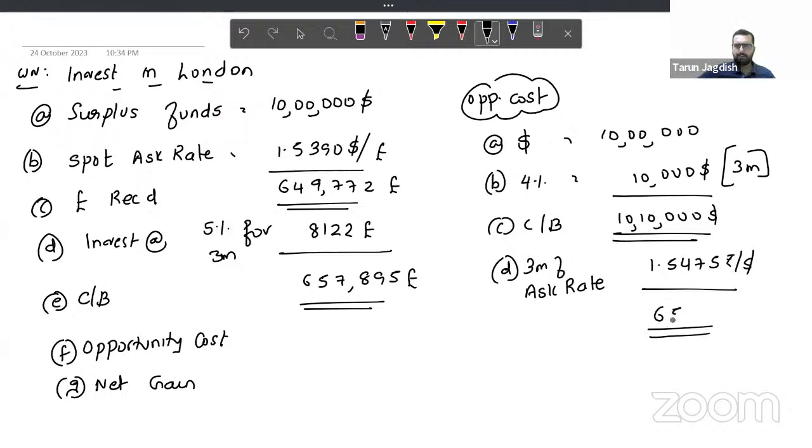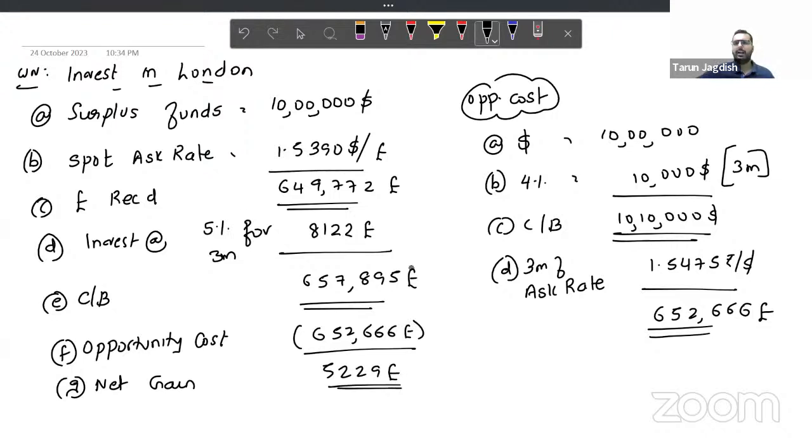We get the number as 6,52,666 pound. All right. So that amount I'll take it over here, 652,666. So once I reduce this, what is the answer I'll get? 5,229 pound. I'll give you a minute's time. Write down and understand this part.